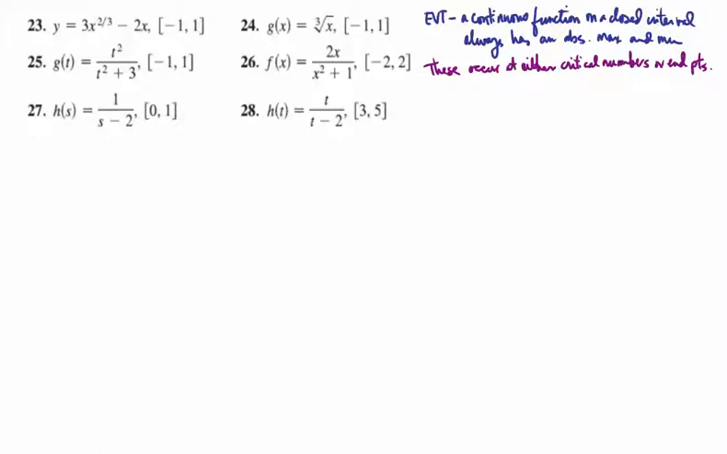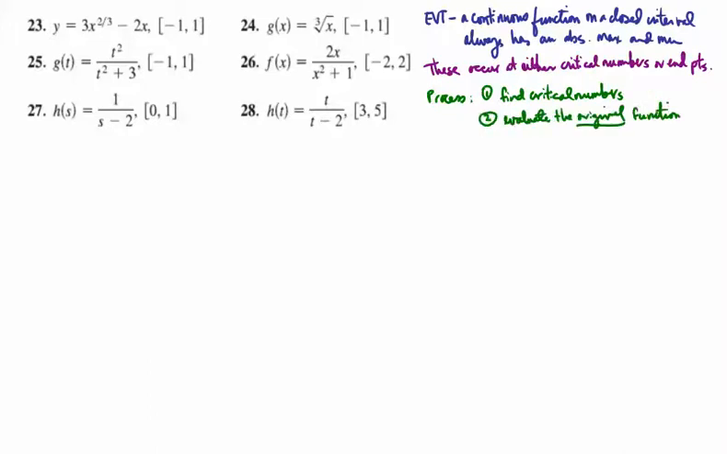And how do we find them? First, we find the critical numbers. That's detailed in previous videos. What that means is we find the derivative, we set it equal to 0, and we solve for x. Bang. Or we find where the derivative does not exist.